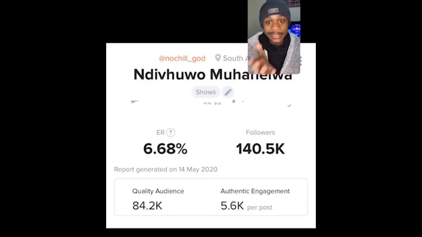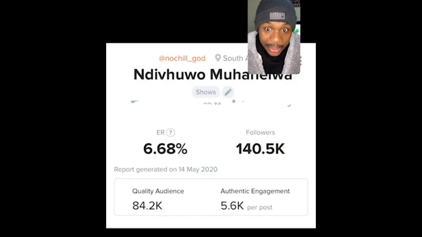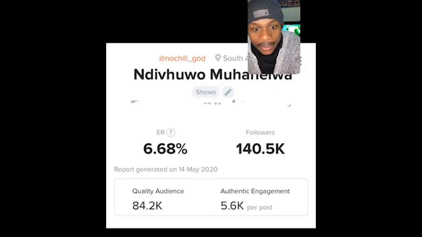I compiled this so that, guys, I want you to start posting and track these things. These things will guide you. For those who don't know which brand to approach, if you look at your demographics, it will make sense which brands you should be approaching. For those who don't know how much they should charge, your ER will tell you.